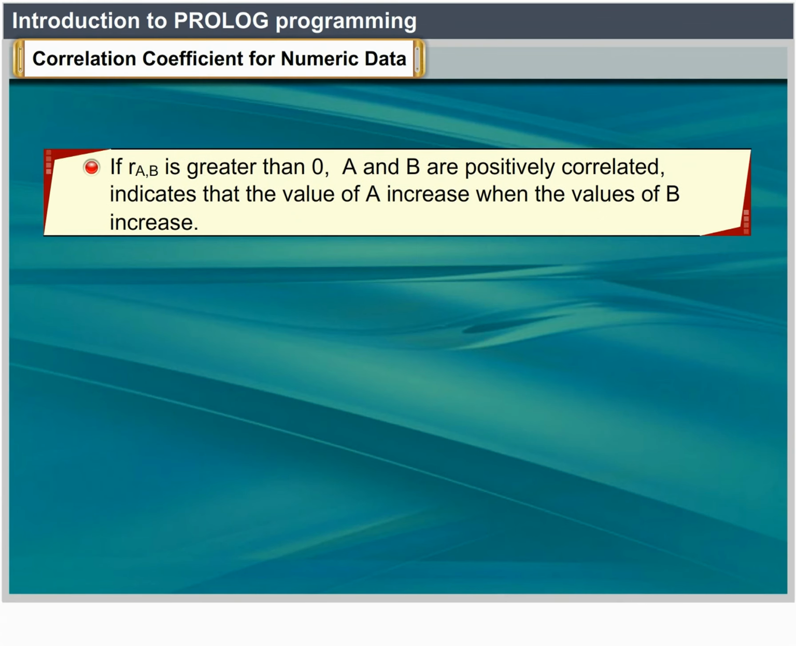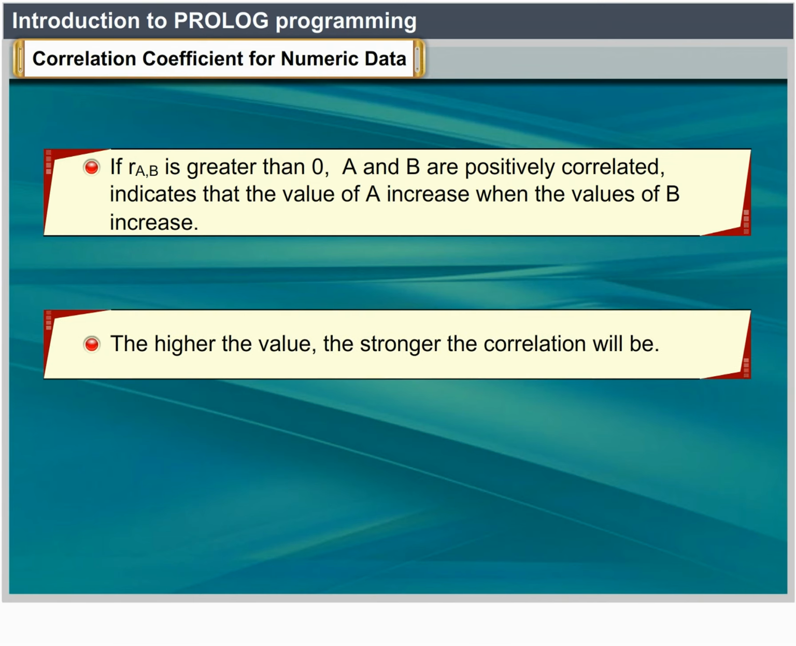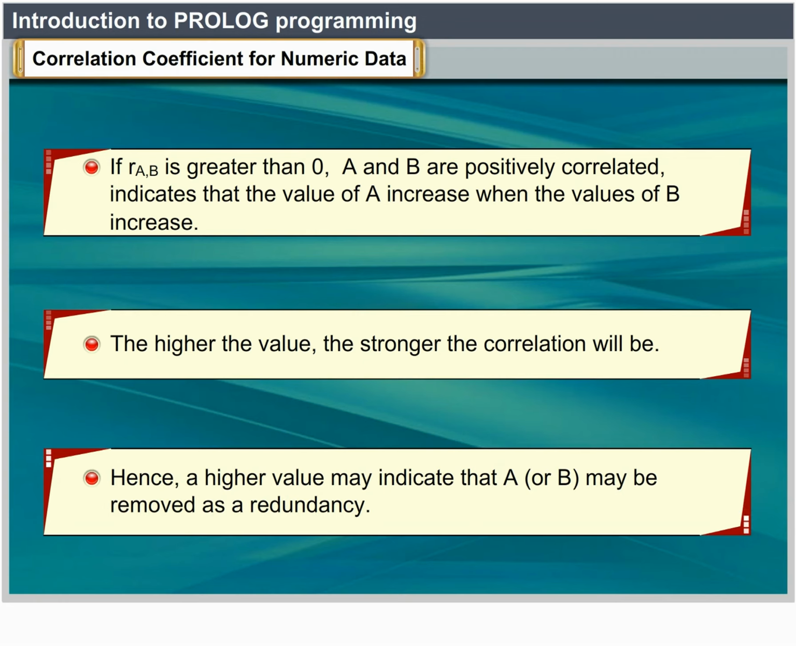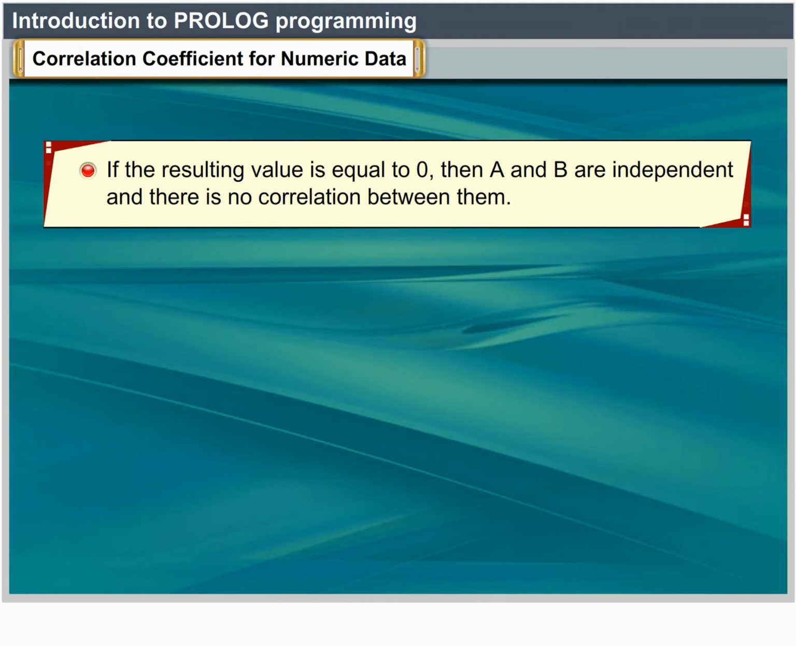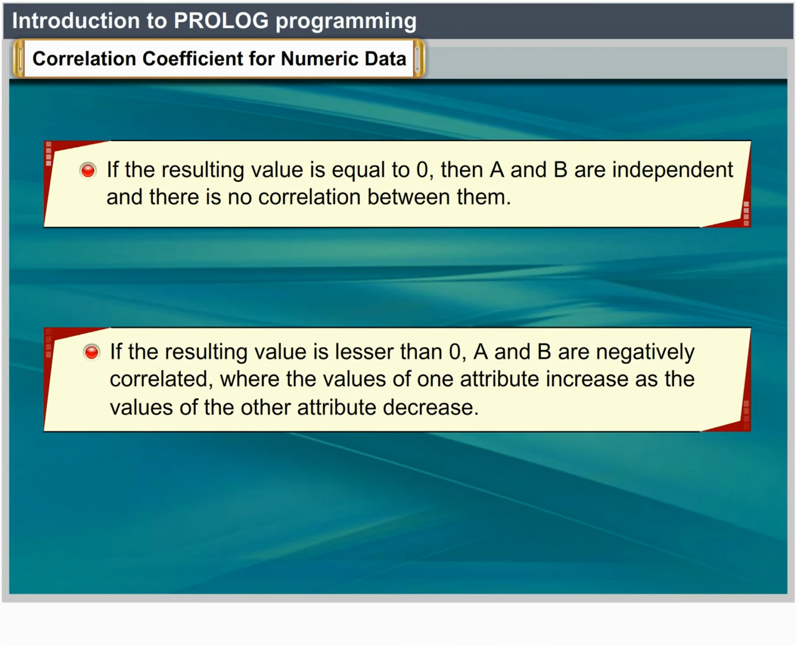If r(A,B) is greater than 0, then A and B are positively correlated, meaning that the values of A increase as the values of B increase. The higher the value, the stronger the correlation. Hence, a higher value may indicate that A or B may be removed as a redundancy. If the resulting value is equal to 0, then A and B are independent and there is no correlation between them. If the resulting value is less than 0, then A and B are negatively correlated, where the values of one attribute increase as the values of the other attribute decrease.